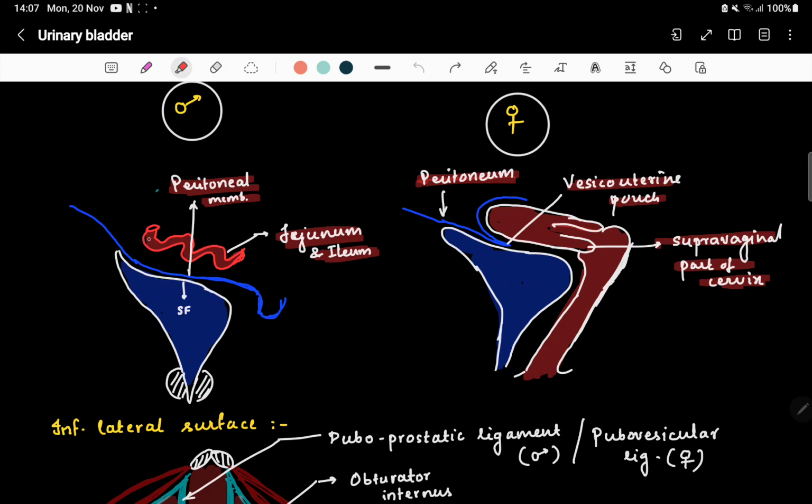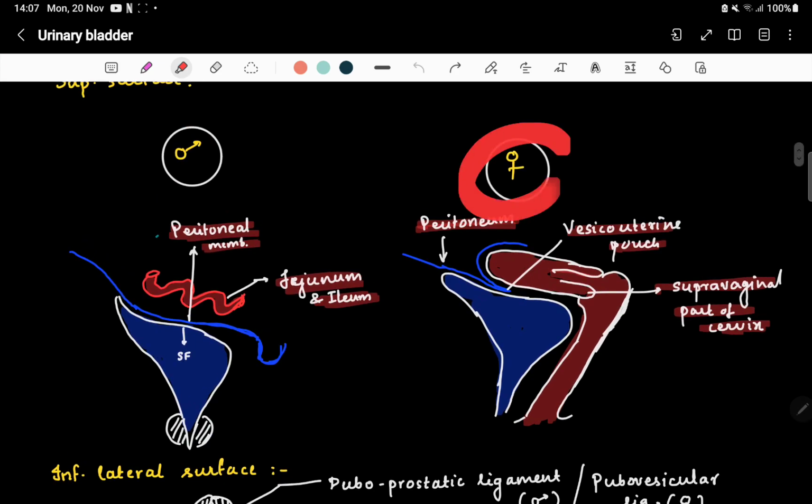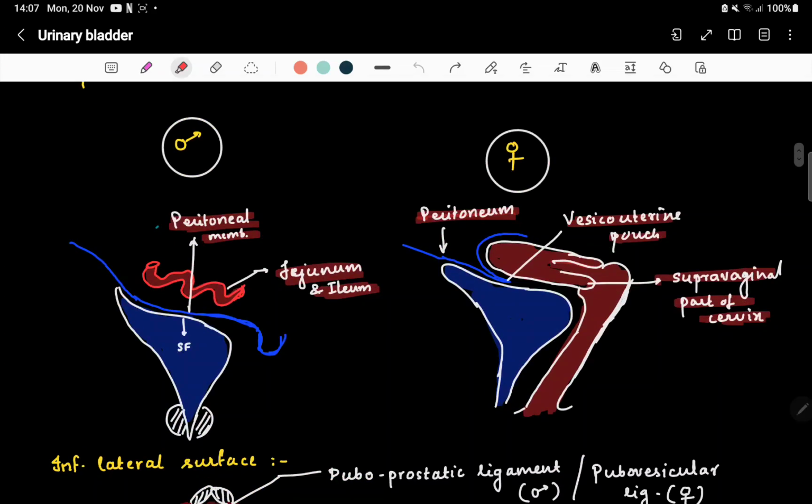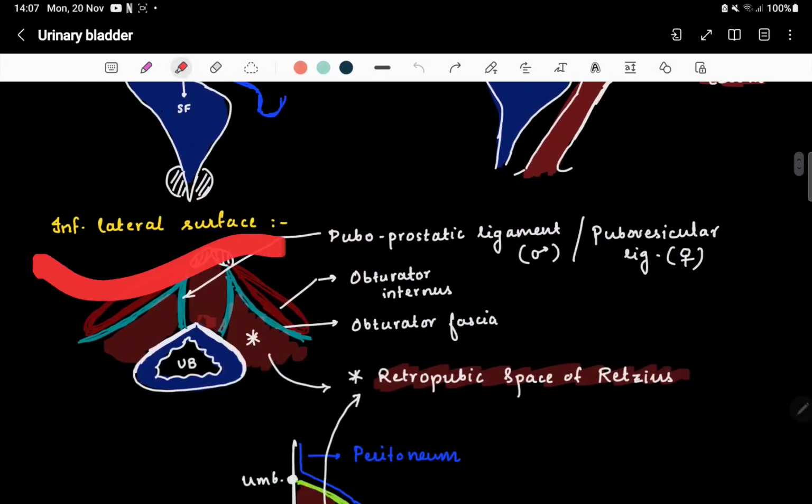The superior surface is related to the jejunum and ileum and is covered by peritoneal membrane. In females, we have the cervix present here, and the peritoneum forms the vesico-uterine pouch. The supravaginal part of the cervix forms the roof, the superior surface of the urinary bladder in females.